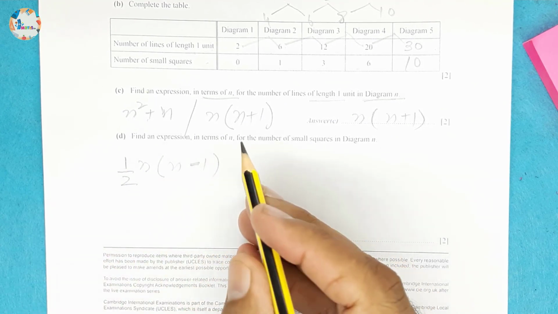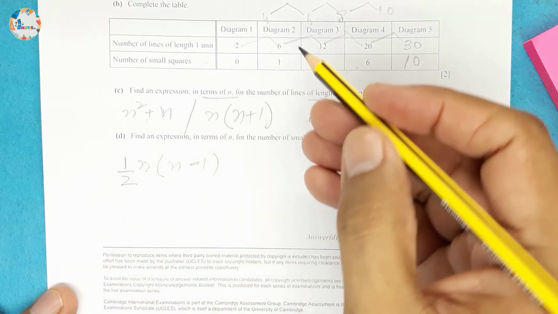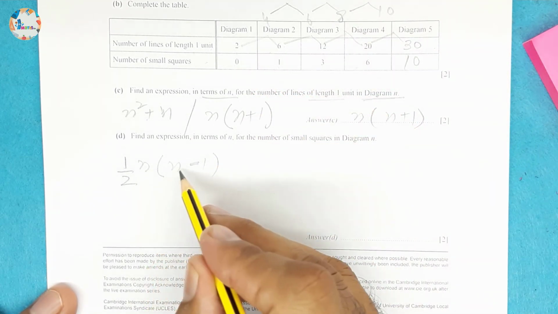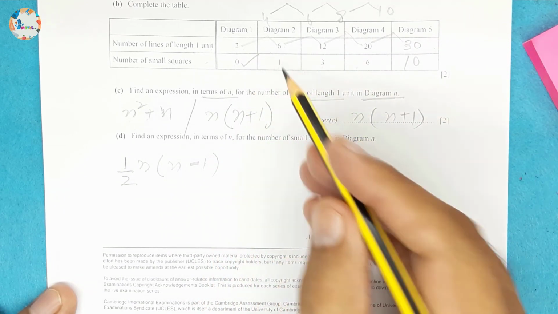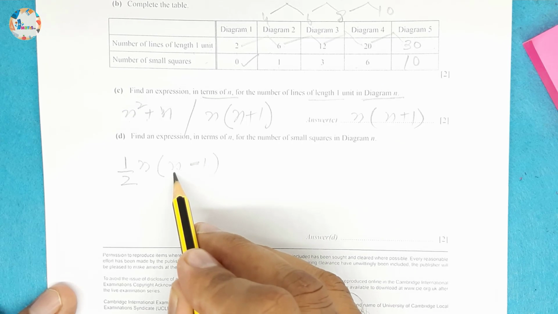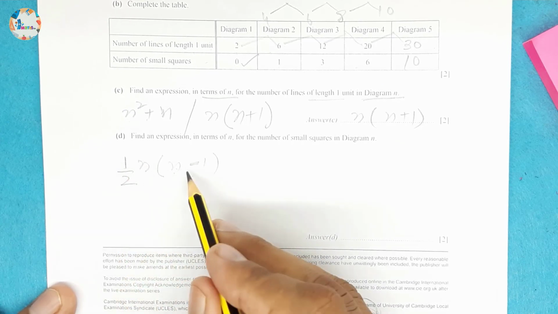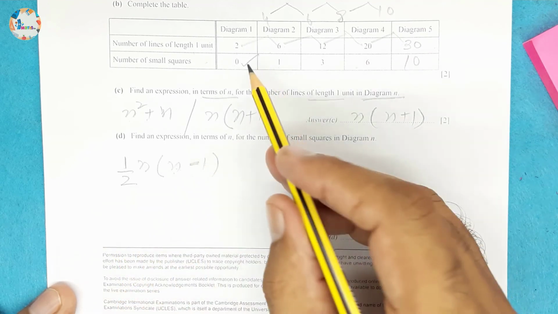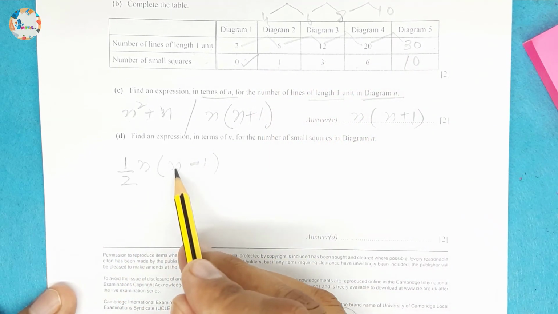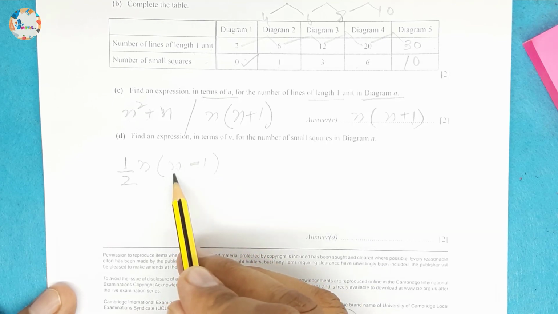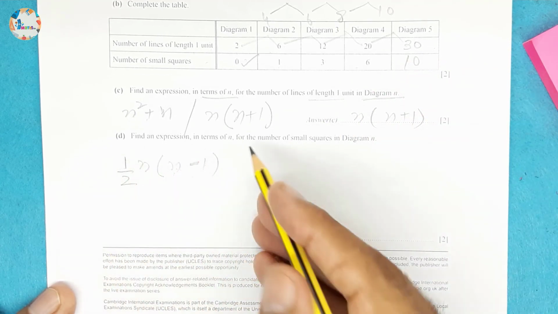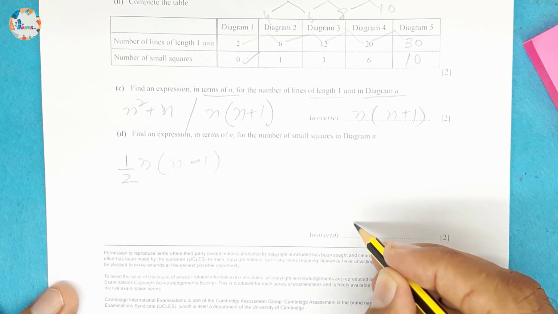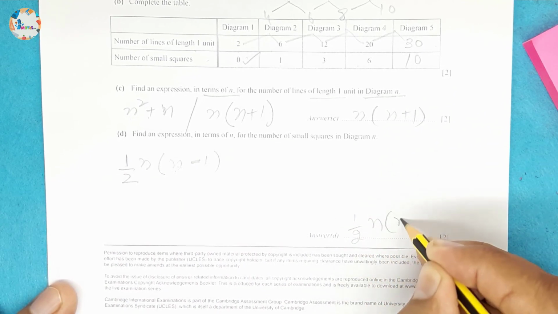If we replace, for example, n is equal to 1, then 1 minus 1 will be 0, so everything will result in 0, which is the case here. If we take n is equal to 2, this will be 2 minus 1, it means 1, and the 2 will be cancelled, so we'll get 1. Similarly, if we take n is equal to 5, this will be 5 minus 1, which is 4, so 4 into 5 will be 20, and 20 divided by 2 will be 10, which is this. So this formula is working, so we can write here 1 by 2 n into n minus 1.